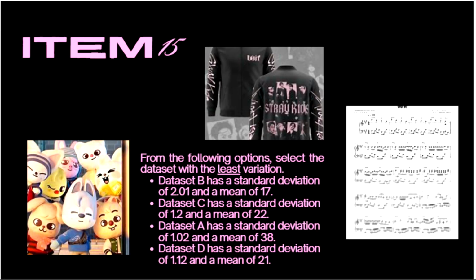Here's number 15. From the following options, select the data set with the least variation. Okay. Dataset B has a standard deviation of 2.01 and a mean of 17. Dataset C has a standard deviation of 1.2 and a mean of 22. Dataset A has a standard deviation of 1.02 and a mean of 38. Dataset D has a standard deviation of 1.12 and a mean of 21. Well, guess what? It's going to be this one because it has the smallest standard deviation.